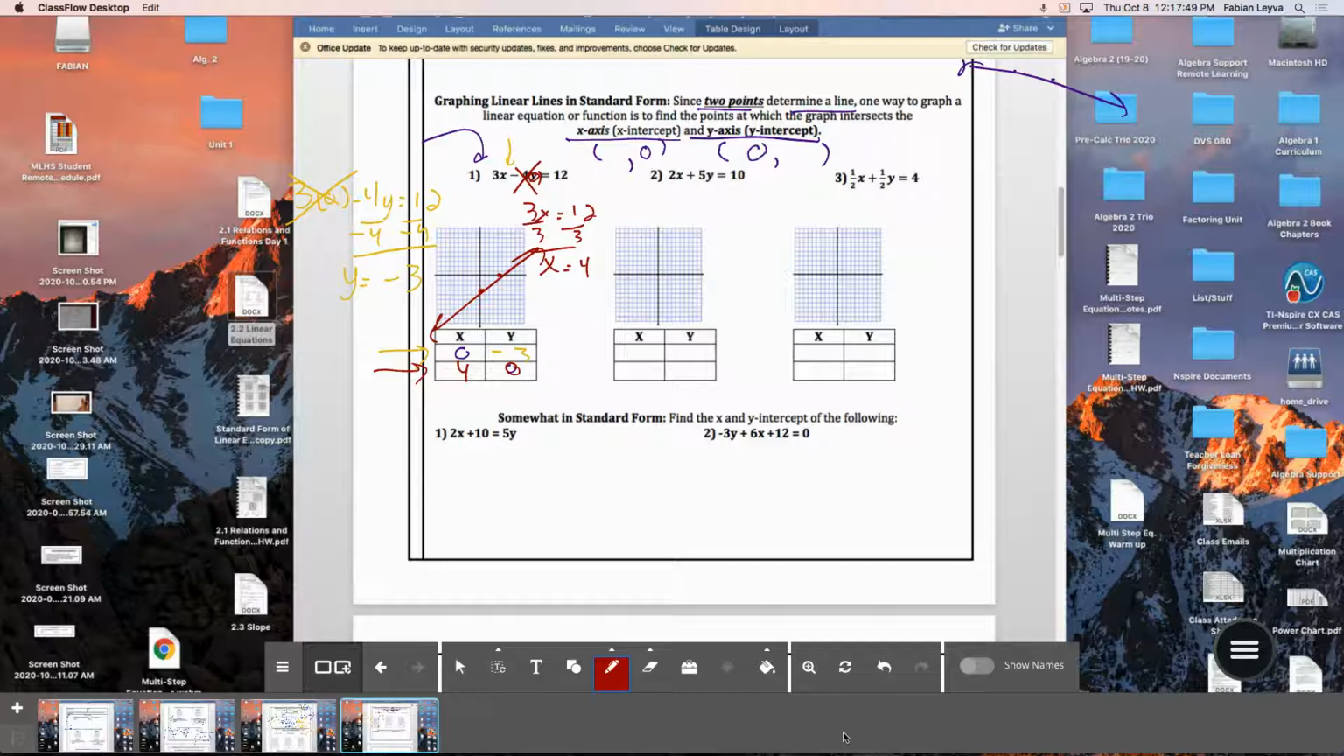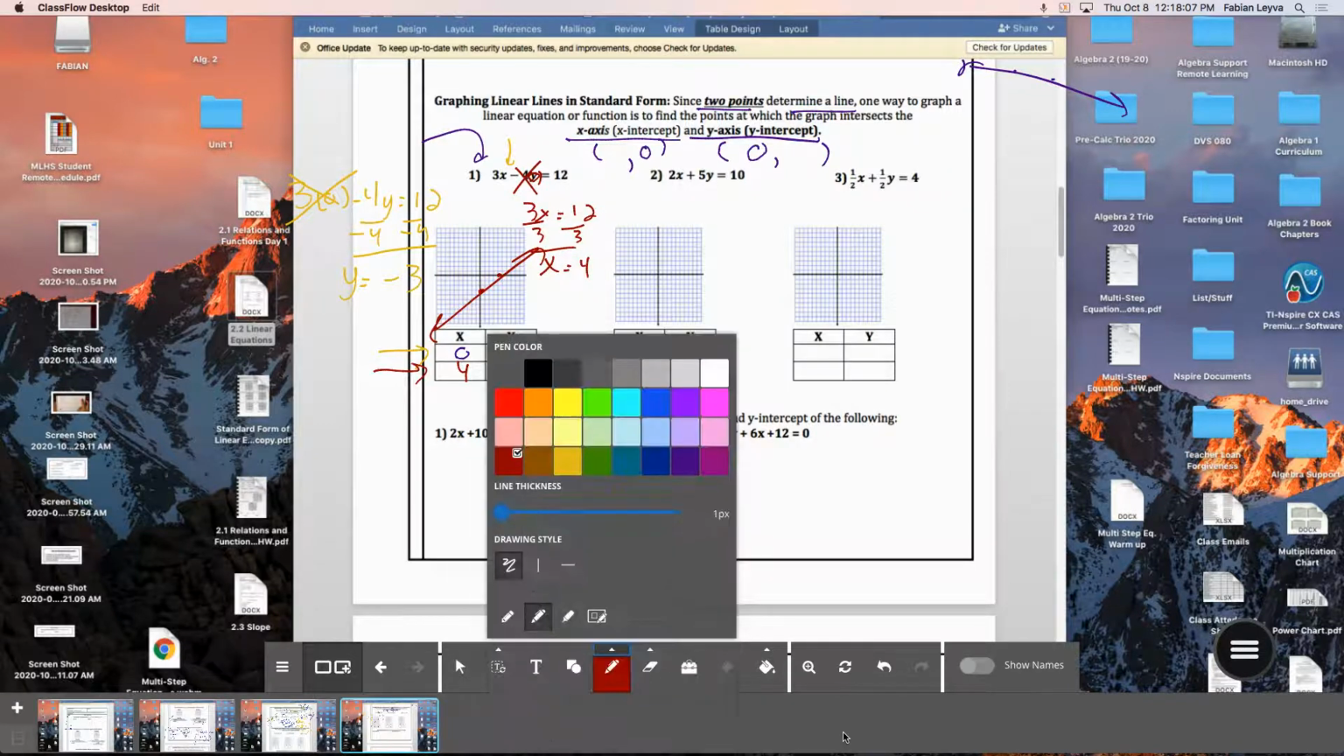All right, so very next one, so that you can see it. As soon as you see something in standard form, you should automatically make your table, put a 0 in for x, solve for y, put a 0 in for y, and solve for x, and of course do it separately. Now, whenever you're doing this work, this is what my teacher told me when I was taking this class.